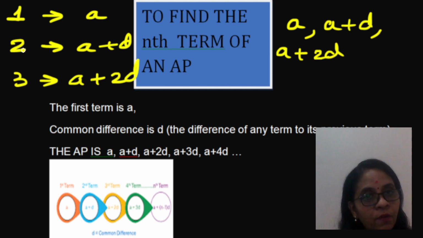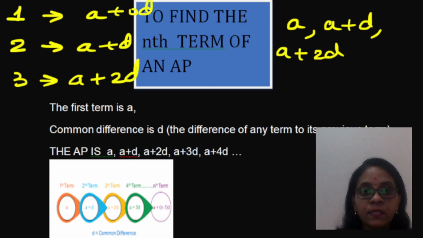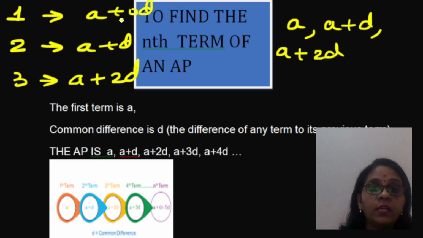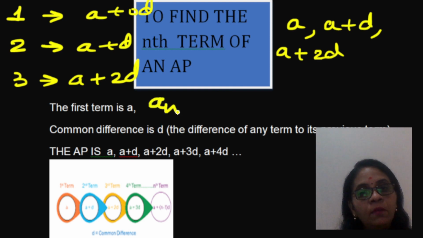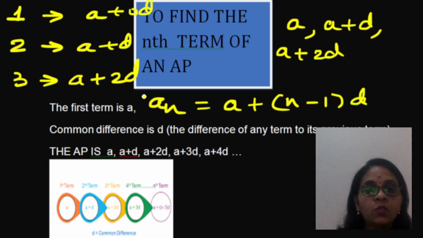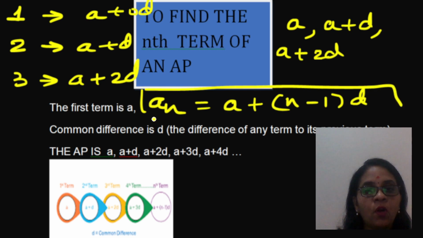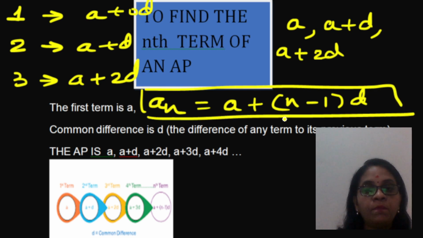If you see the position of the term and the common difference coefficient, can we write the first term as A plus 0D? Let's consider we write it as A plus 0D. So if you see the position of the term and the coefficient of D, it is 1 less. So if you generalize, what will An be? An will be nothing but A plus 1 less than the position, n minus 1, into D. So this is a very important formula, that the nth term of the AP is given as A plus n minus 1 into D.